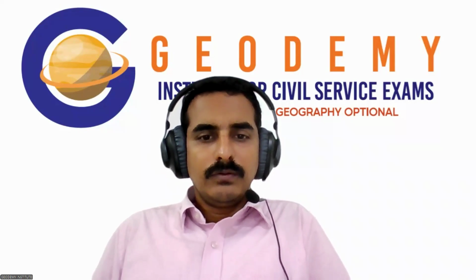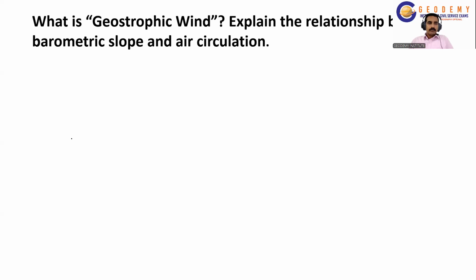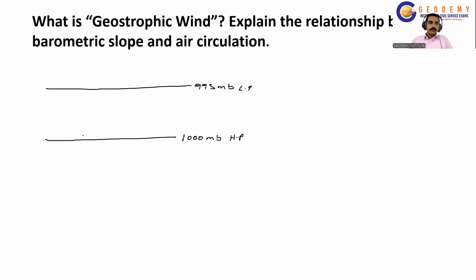First of all, we have to write what is geostrophic wind. We know that the wind blows from high pressure to low pressure. For example, if it is the isobar of 1000 millibar and if it is the isobar of 995 millibar, then this is high pressure and it is relatively low pressure. So the wind should move in this direction from high pressure to low pressure.